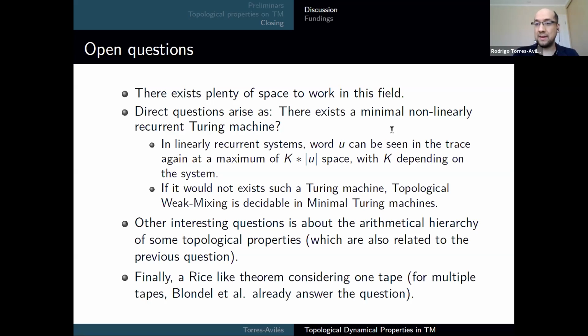Finally, it would be nice to have a Rice-like theorem for topological properties, considering just one tape, because in the work of Blondel and others in 2004, it was proved that there exists a Rice-like theorem, but for a model with more than one tape.